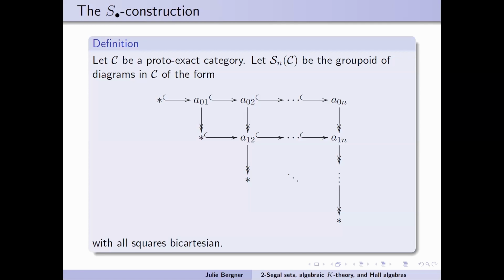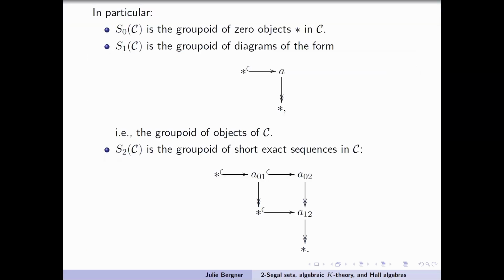And we ask that all the squares, we ask the diagram to commute, but we also ask for all the squares to be bicartesian. And then the groupoid structure says, if I have another such diagram that is pointwise isomorphic, such that everything in sight commutes, then I'll take that to be an isomorphism between the two diagrams. So we get a groupoid of such things.